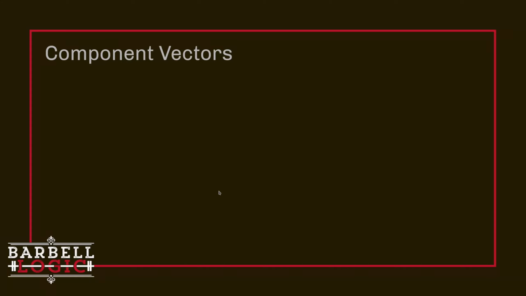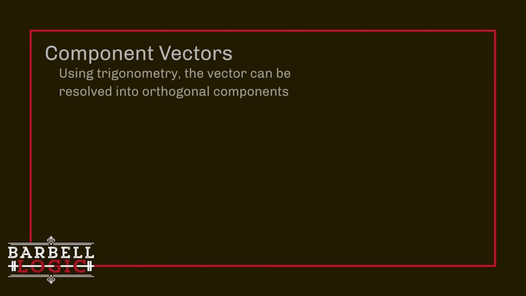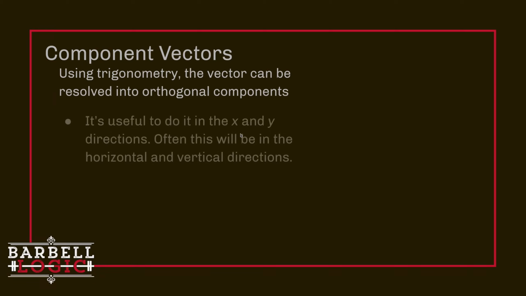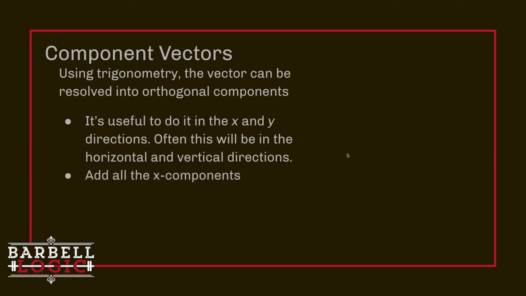So component vectors are very useful. So in trigonometry, the vector can be resolved into orthogonal components. Orthogonal means perpendicular. It's useful to do it in the x and y directions, and most often, this will be in the horizontal and vertical directions. Next week, we're going to do it along the length of the femur, so it won't be horizontal or vertical, but it'll be useful. But just stay tuned for that.